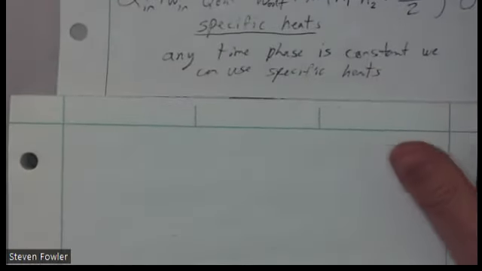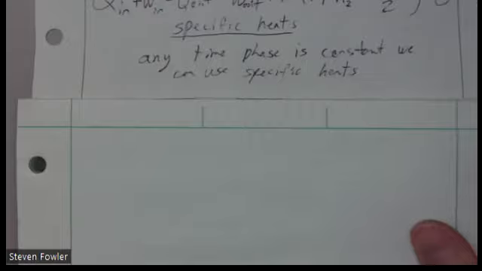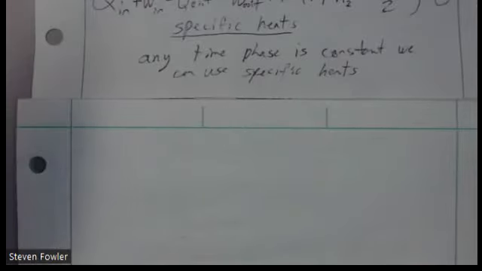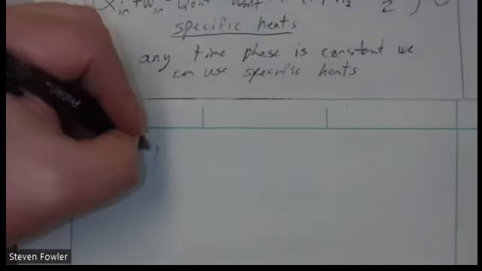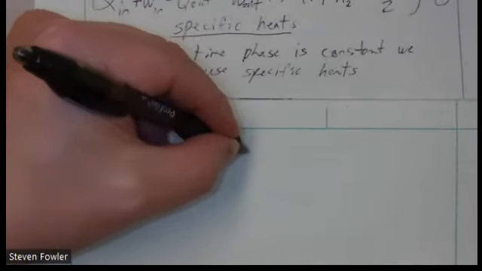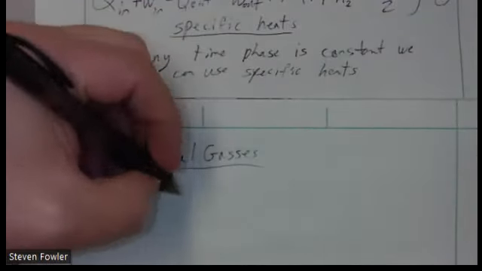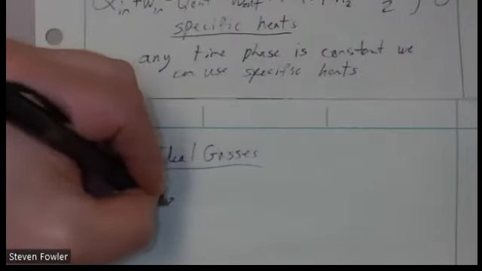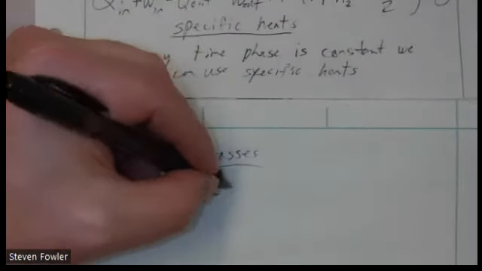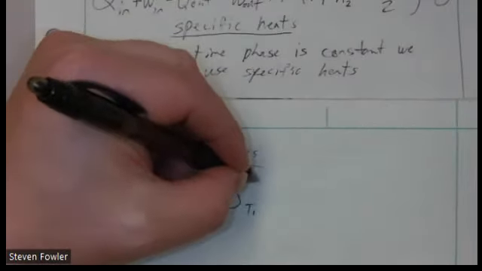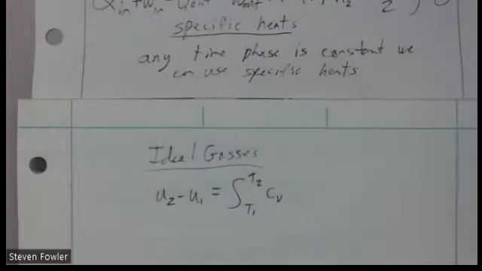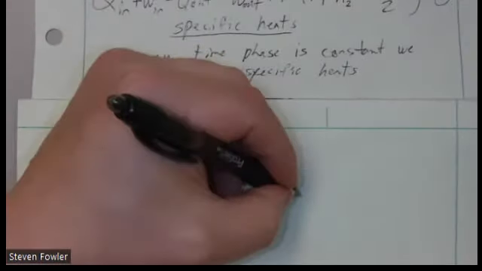So when is that going to occur? When is the phase going to be constant? Well, a common scenario is going to be ideal gases. That's normally when we're going to use specific heats. So if I'm dealing with an ideal gas, a change in internal energy is going to equal the integral from T1 to T2 of the specific heat C sub V with respect to temperature.